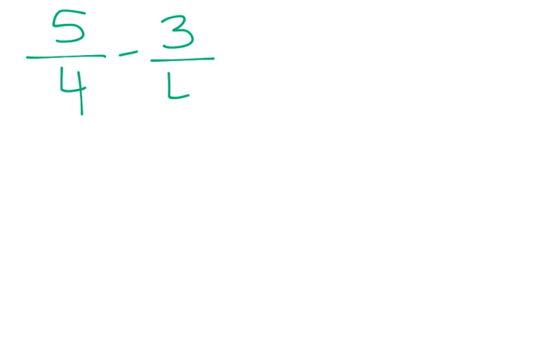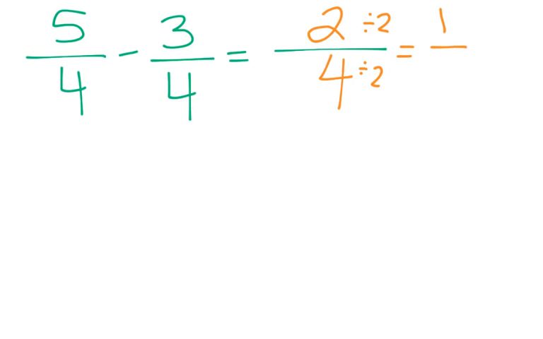Okay, if you look at number 33, 5/4 minus 3/4. When your denominator is the same, it does not change for adding and subtracting. 5 minus 3 is 2. You can reduce 2/4 by dividing by 2 on the top and the bottom to give you 1/2. And that's your answer for number 33.